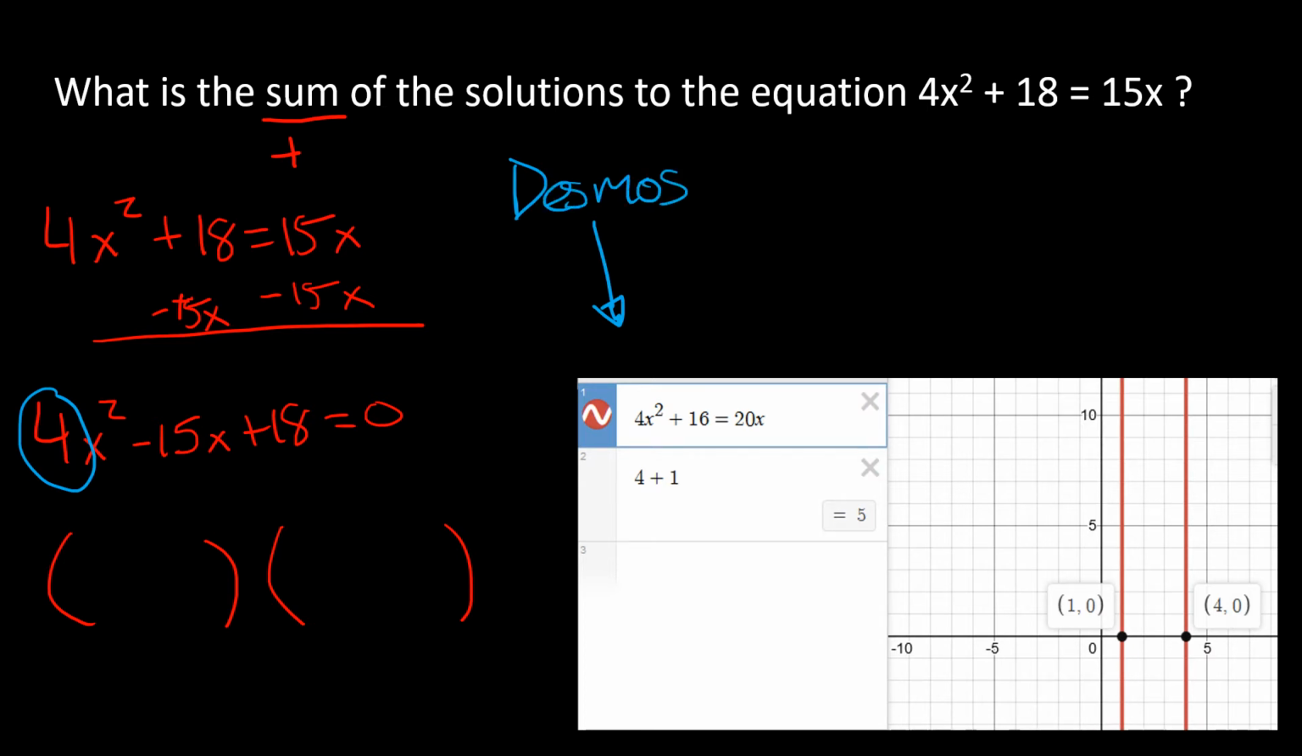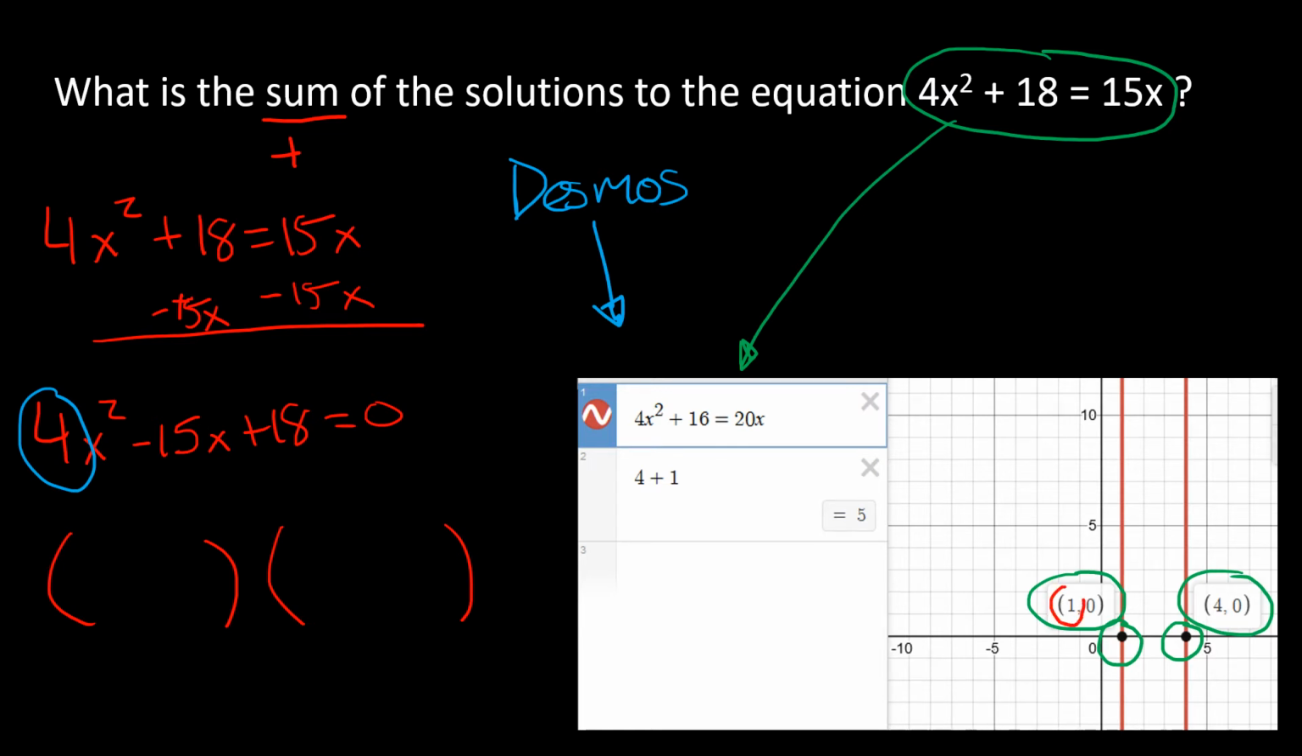Desmos. And what you're able to do with Desmos is you can take this equation, plug it in. Now, it doesn't straight up give you the answer. You need to evaluate this. So it's asking for the sum of the solutions. So your solutions are where we cross the x-axis. Here at (1, 0) and (4, 0). And we're talking about x's. So our x values, in this case, would be 1 and 4. So we would say x equals 1 and x equals 4.